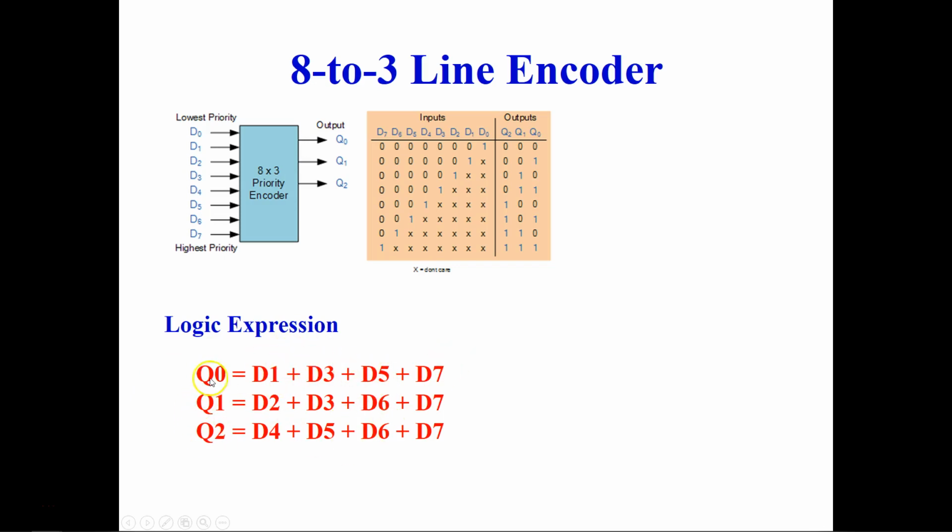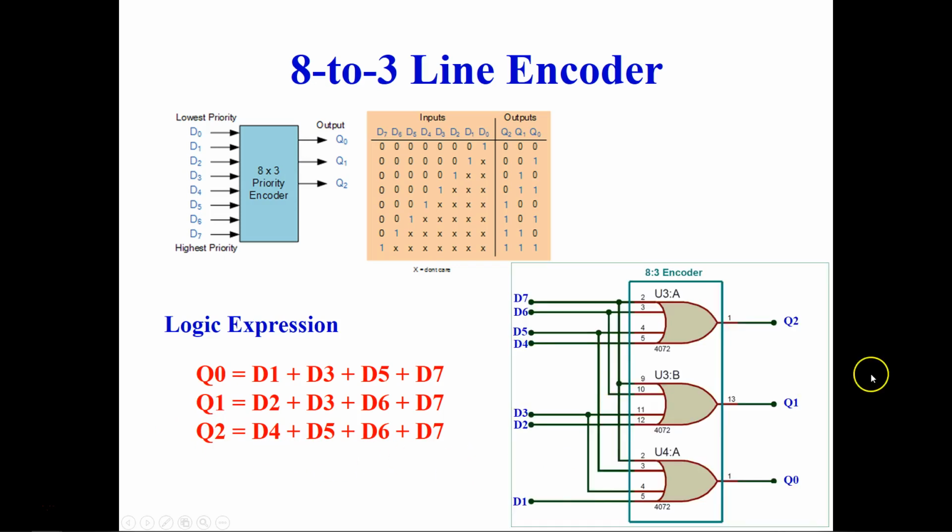So for this particular case, we will have 3 OR gates. Q0, Q1 and Q2 are going to be our OR gates, and D1, D3, D5, D7 is going to be input for this Q0 OR gate, and then these 4 are input to this OR gate, and same with Q2. Now this is the logic diagram you see here. So we have Q0 here, Q1 OR gate, and then Q2 OR gate. Each of them will have 4 inputs. So let's check one by one.